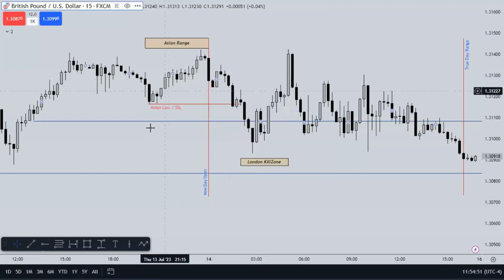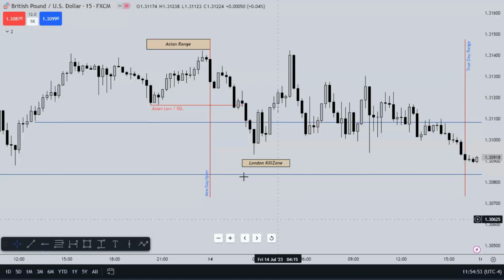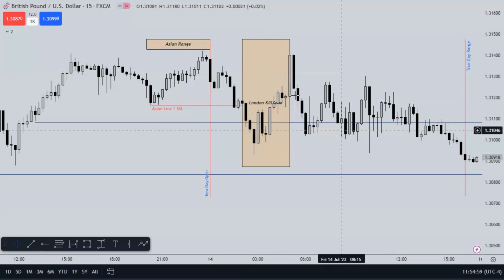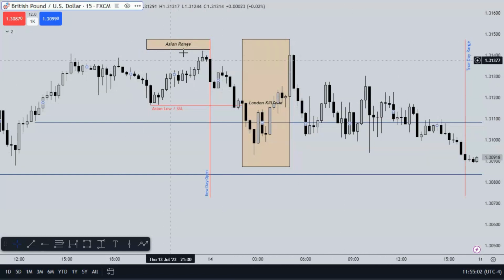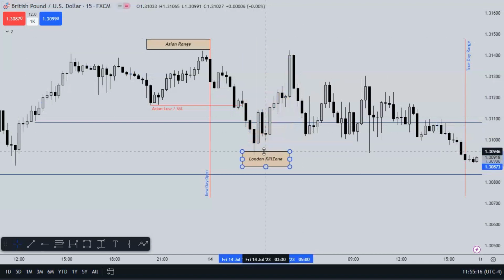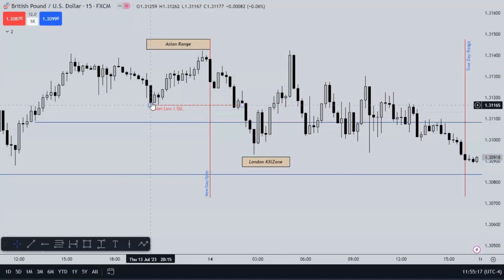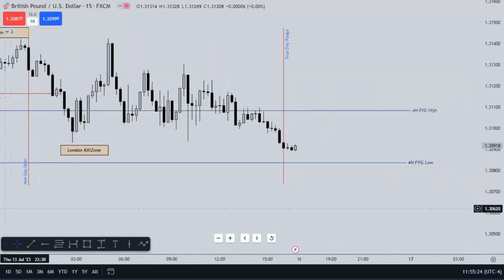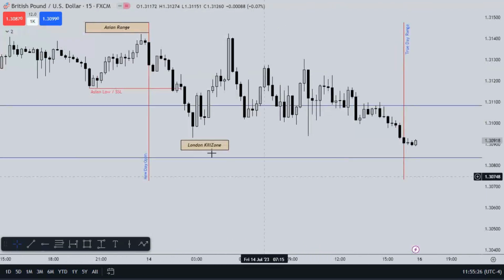And then this is our London kill zone, pretty much where we look for entries. Asian range accumulation, some form of a range accumulation, and then midnight to 2 a.m., provided in the previous videos, is our manipulation. London is our distribution. If you pay attention, as soon as price violated Asian low, it was targeting the 4-hour fair value gap. It even managed to pierce the CE, the midpoint of the fair value gap.